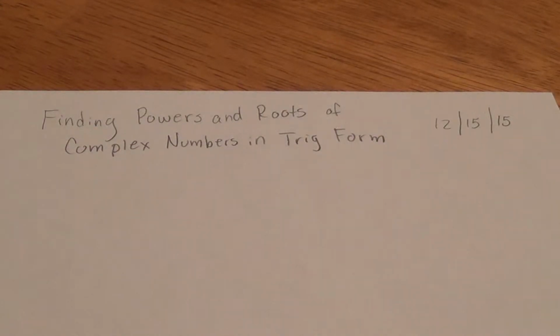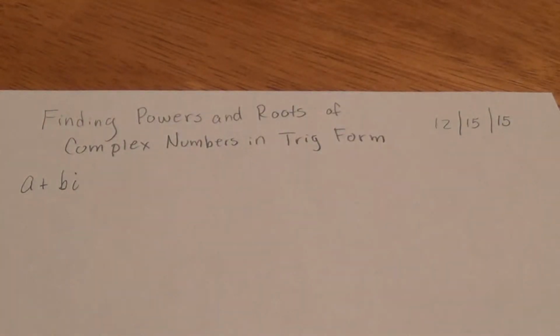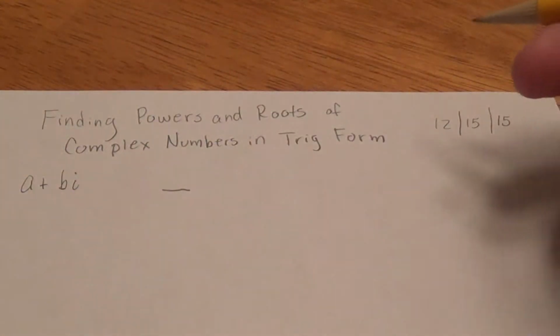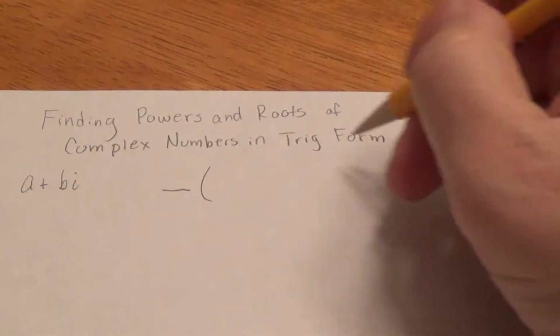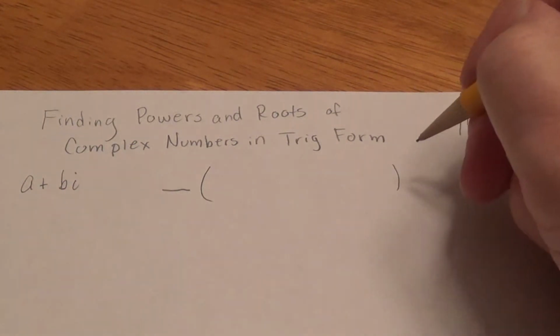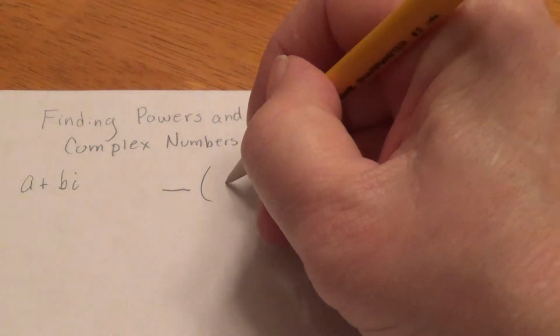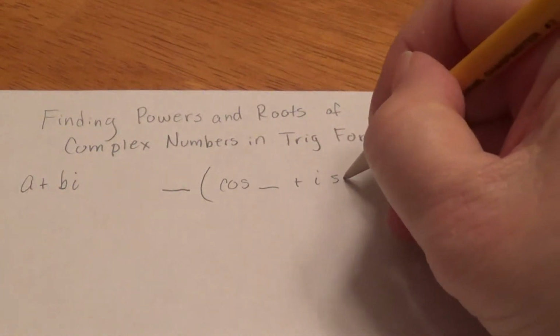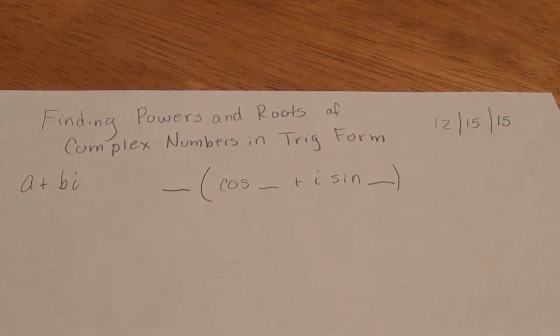Hello there. Today we're finding powers and roots of complex numbers in trig form. Remember, complex numbers, when they're in standard form, have a real part and an imaginary part. But when they're in trig form, they have a number outside of parentheses called the modulus, followed by a set of parentheses where you'll find cosine of an angle plus i sine of an angle. And that's called trig form.